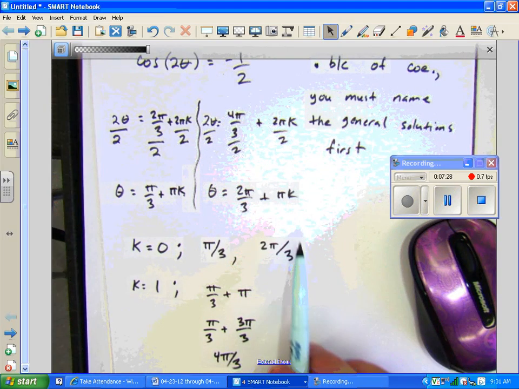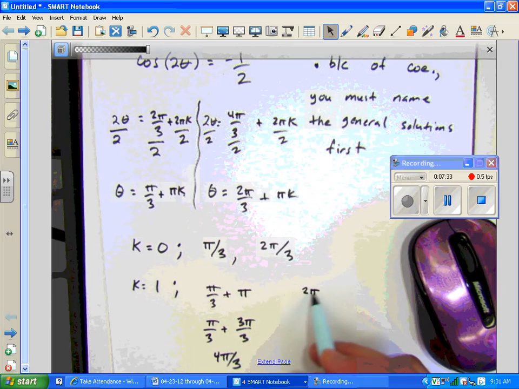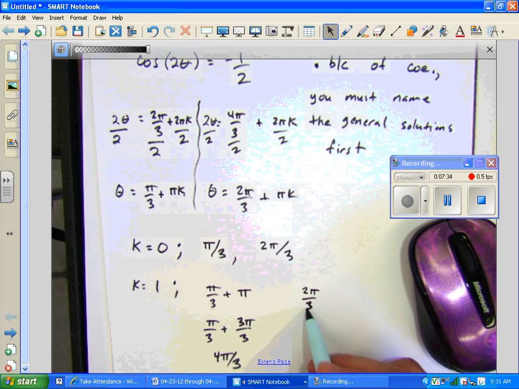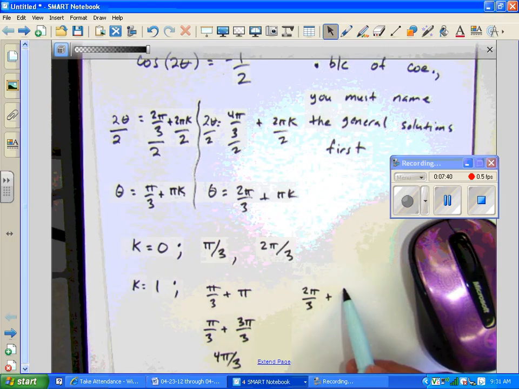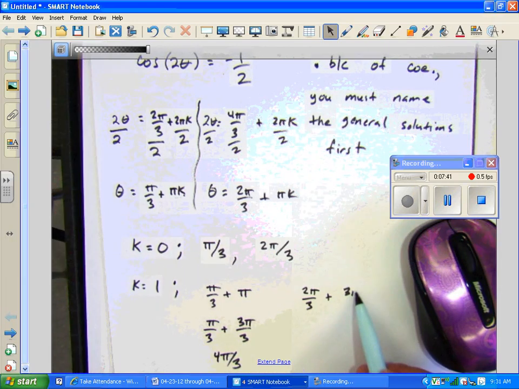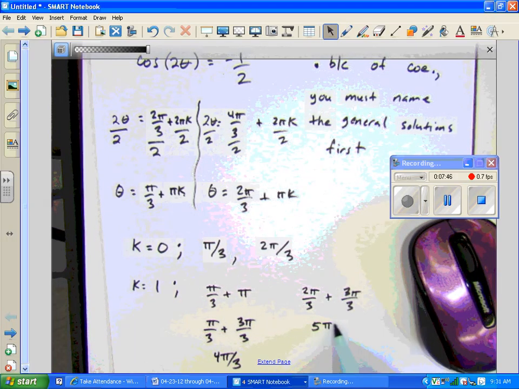All right. Now, let's do it to our other one over here. Let's let k be 1 there. So that would be 2 pi over 3. Now, let's take a shortcut here. Instead of saying, well, pi times 1 is pi, let's just go ahead and say 3 pi over 3, because we know we're going to have to do that, right? And so that would be 5 pi over 3.